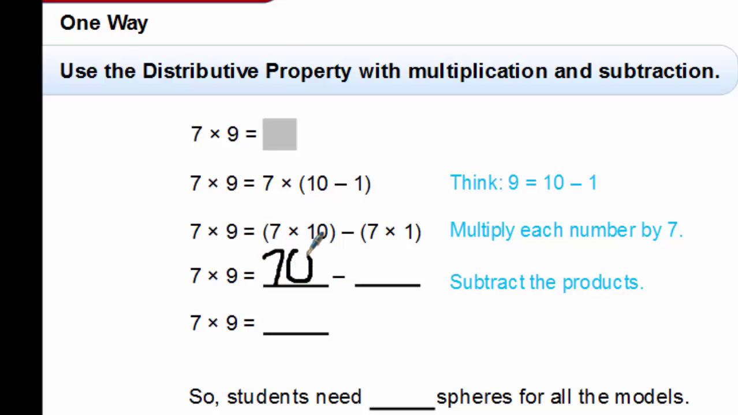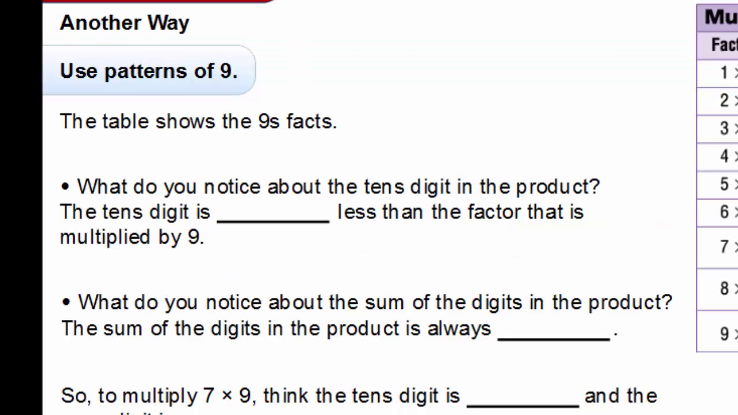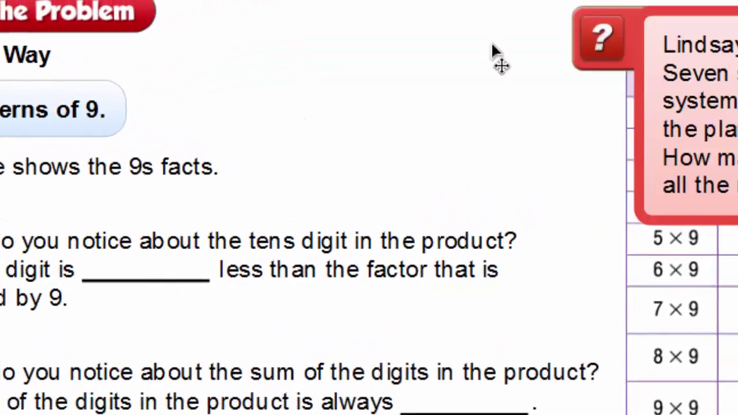70. You're so smart. This is tough. Think really hard. What is 7 times 1? I heard you. 7. Good job. And now, because we used a difference, we have to subtract. 70 minus 7 equals 63. Good job. So, students need 63 spheres for all of the models. You guys rock. All right, so now let's look at another way that we can solve the same problem.